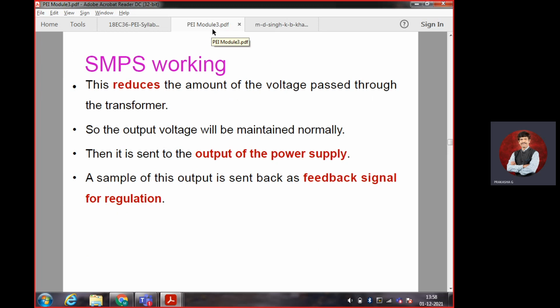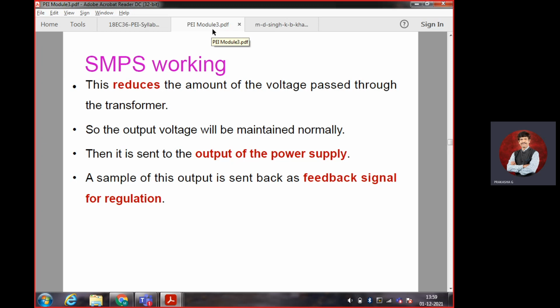How exactly is SMPS going to work? It reduces the amount of voltage passing through the transformer. In SMPS, AC to DC conversion, filtering and noise removal, and DC to AC conversion, that is inversion, everything is going to be taken care of. Any small voltage operations will be done, and you are going to use silicon-based devices. Whatever voltage is passing through the transformer, it is going to reduce it, so the output voltage will be maintained normally.